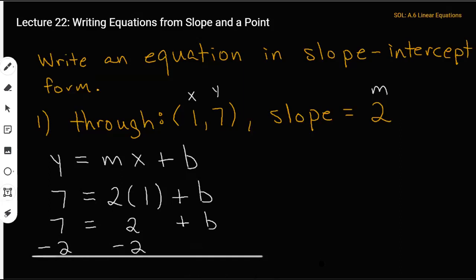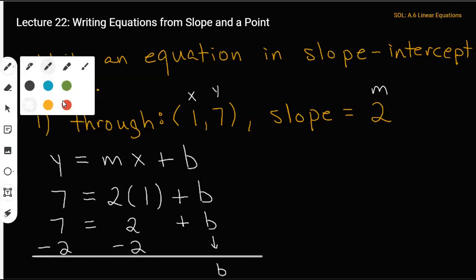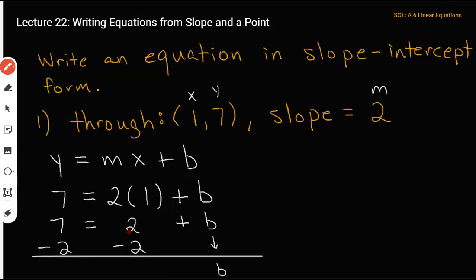Okay. So now on the right side, I can bring down the b. The 2 and the negative 2 are going to cancel each other out, so I'm going to cross these 2's out. And then on the other side, I have 7 minus 2. What's that going to be? Yep. So b is going to be 5. So now I know what the slope is. The slope is going to be 2. And I know what b is. B is going to be 5.